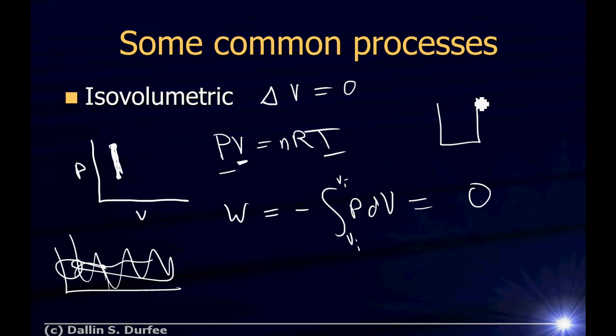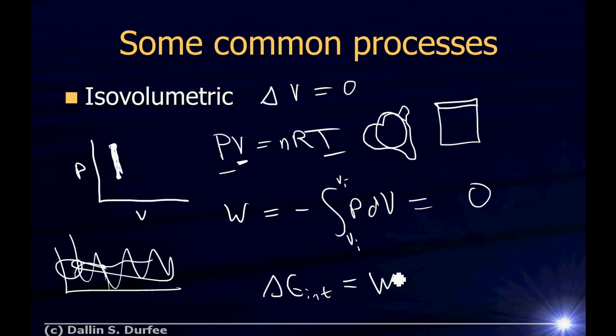So if I have a piston and I lock the piston in place and heat it up, no work is done. If I have a balloon and I deform it, but I keep the volume the same, no net work is done. So there's no work done on the balloon. What does that tell me about the change in internal energy? Change in internal energy is work plus Q. Work goes to 0. So the change in internal energy is just Q. It's just the heat that flows in.